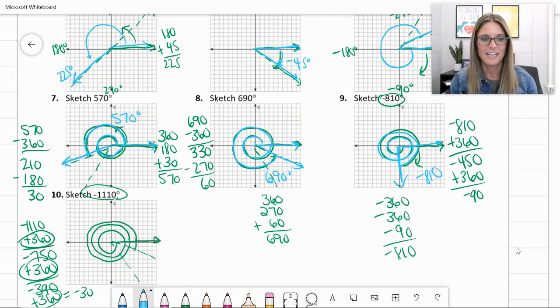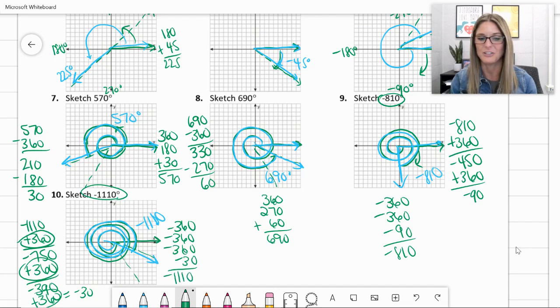Okay, so here we went 1 loop, 2 loops, 3 full rotations, and then 30 degrees more takes us to this position for negative 1,110 degrees. Let's review. We did negative 360 for one rotation, a second rotation, a third rotation, and then an additional negative 30 gave us negative 1,110 degrees.